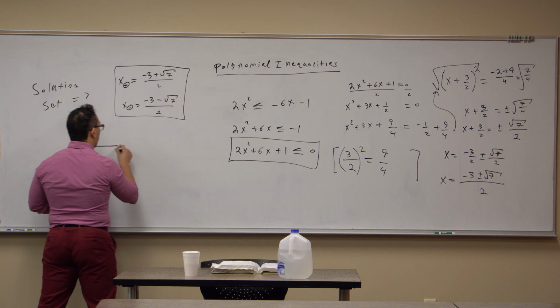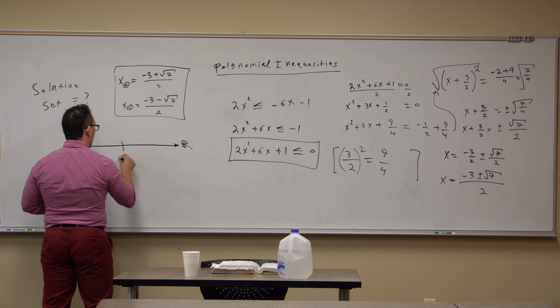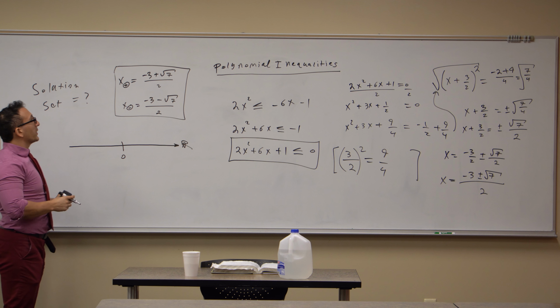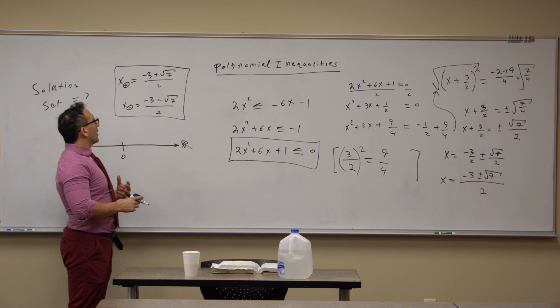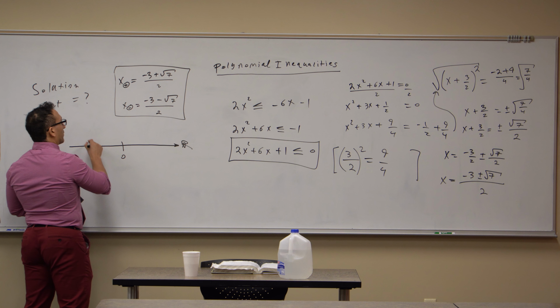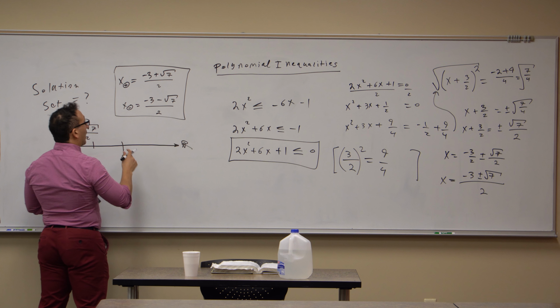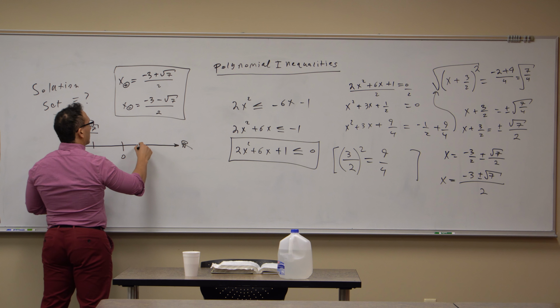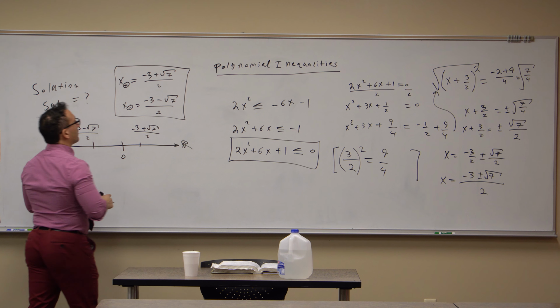Okay? But that's not the only values of x we want. We want more. So here's the real line, here's 0. Let's find where these entities lie. This entity is a negative number, so we'll put it right here, negative 3 minus root 7 all over 2. And this entity is a positive number, and it's going to land right here, negative 3 plus root 7 all over 2.